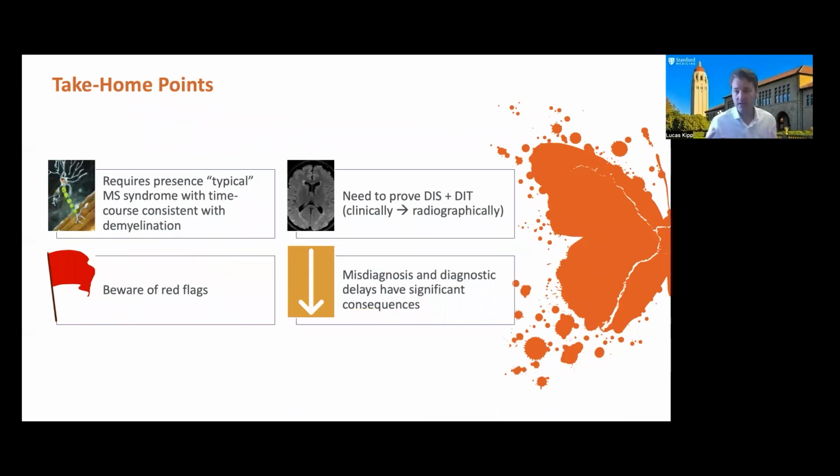And so, take-home points today: the diagnosis requires a typical MS syndrome that is consistent with demyelination. We want to be aware of red flags. We need to prove that there's inflammation in 2 different regions of the nervous system and at 2 different time points. If we can't get to it clinically, then we do it radiographically. And I want you to know that misdiagnosis and diagnosis delays do have significant consequences on the patient.